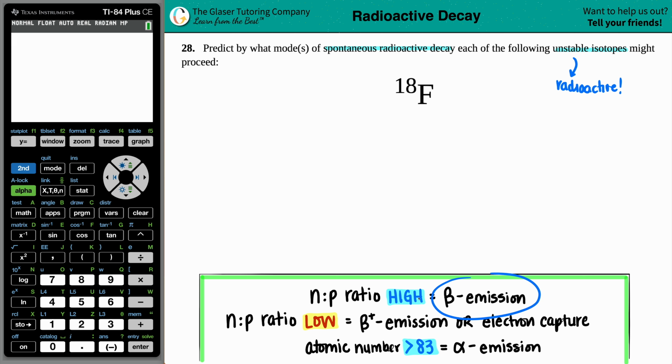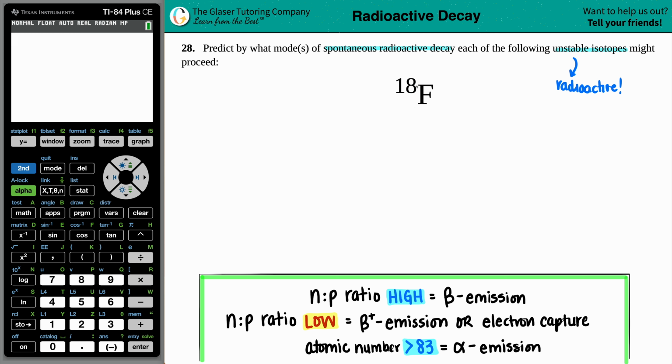Whether it's a beta emission or a positron emission, maybe it's going to capture an electron, or it's going to go alpha emission. So the first thing is always rule out alpha emission by looking at the atomic number. Atomic numbers greater than 83 are going to undergo alpha emission, releasing alpha particles, which are just helium.